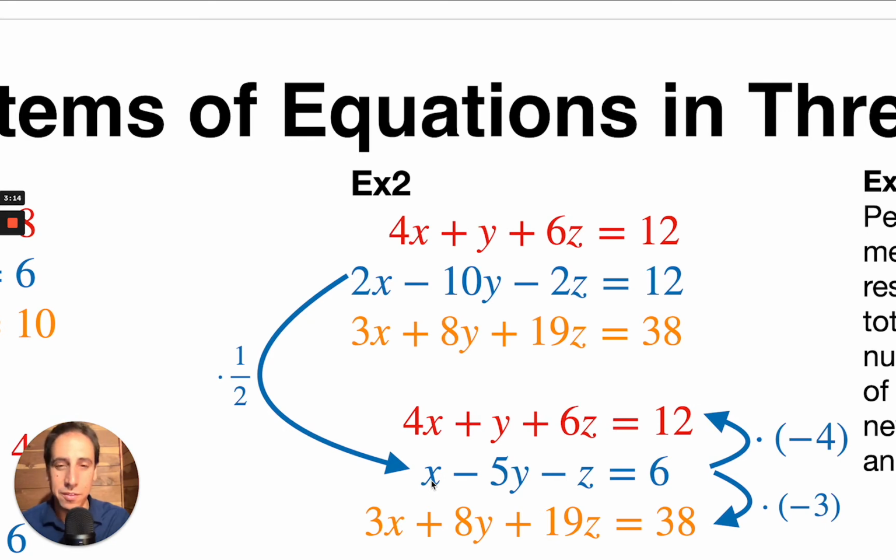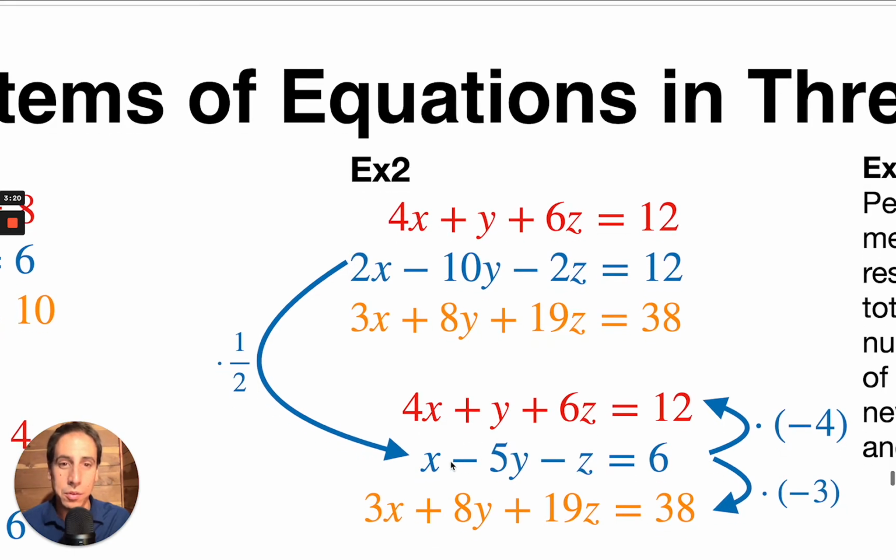Now the coefficient of x is 1. It's not 3x or 2x, it's just x. You can see that I'm going to multiply this entire equation by negative 4 and add it to this equation. If I do that, then I will eliminate the x's from the red equation. I'm also going to take the blue equation, and to eliminate this gold 3x, I'm going to multiply the blue equation by negative 3 and add it here. That will eliminate the x's here as well.